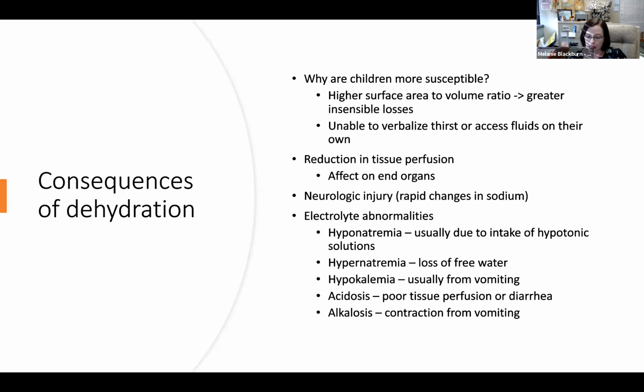If patients are vomiting, then they can lose potassium in their emesis and have hypokalemia. And then acid-base balance. So patients that are acidotic, that can be due to lactic acidosis just from poor tissue perfusion. Or if patients are having severe diarrhea, they can also be acidotic from that. And then remember also, if your patient's vomiting, a lot of times they'll end up with a contraction alkalosis.